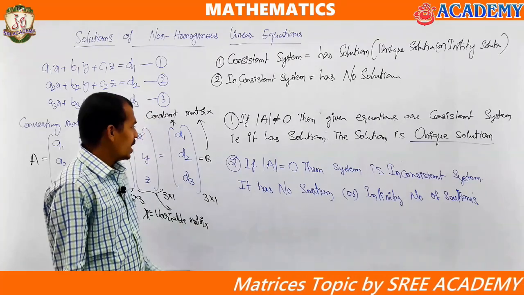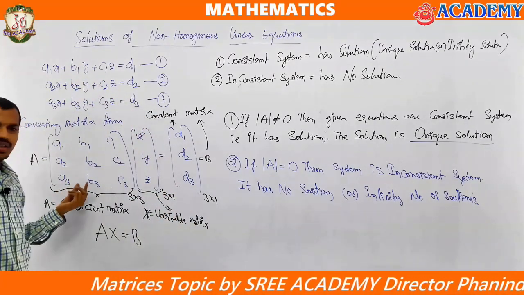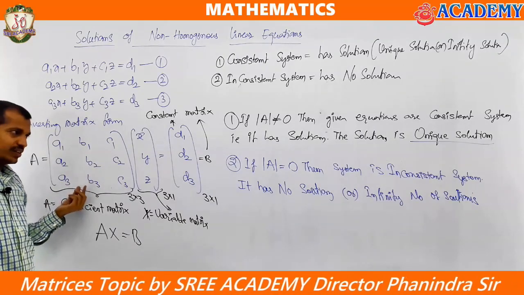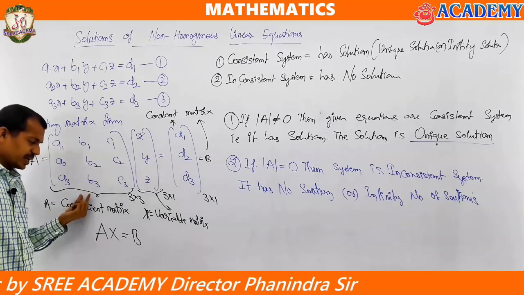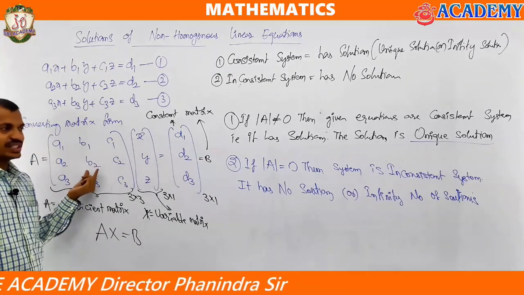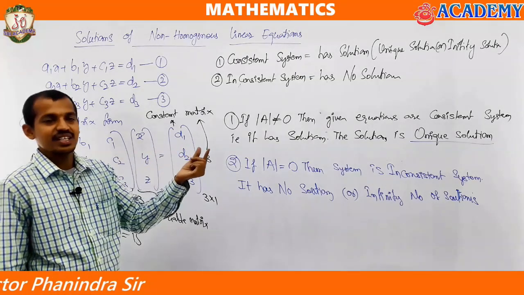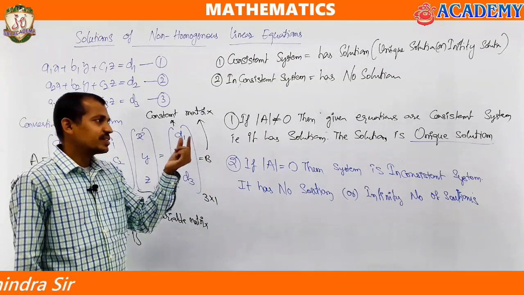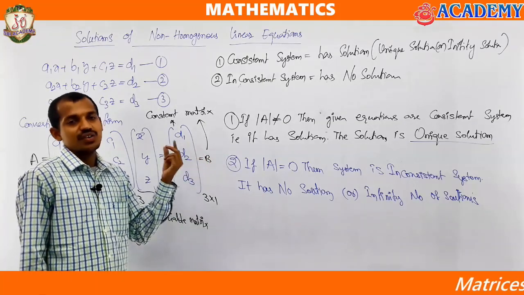Always we are saying here, by seeing the equations, we first have to convert to the matrix form, then only it's possible to write A, X, or B. By writing A and finding the determinant for this A, we can say whether the given system is consistent or not, whether it has a solution or not, and whether that solution is unique or there is no solution.